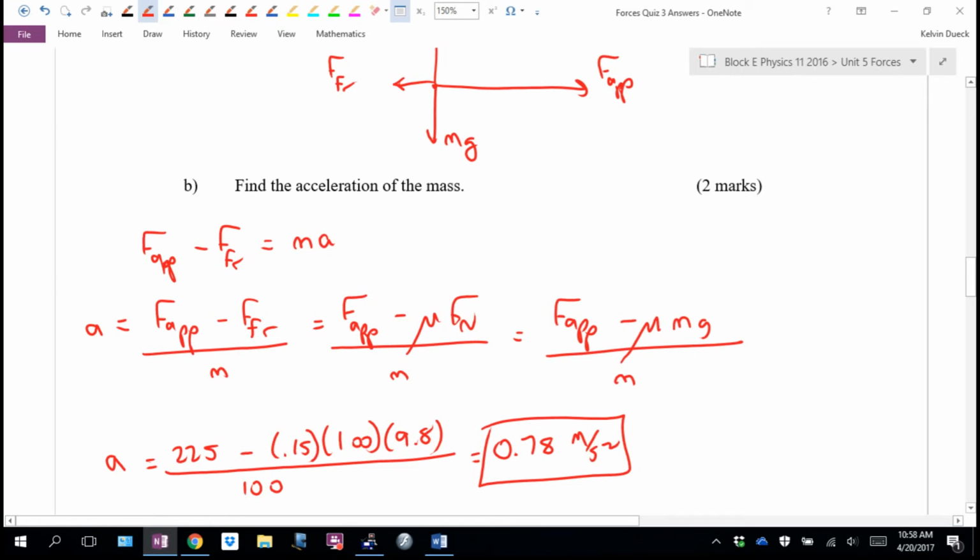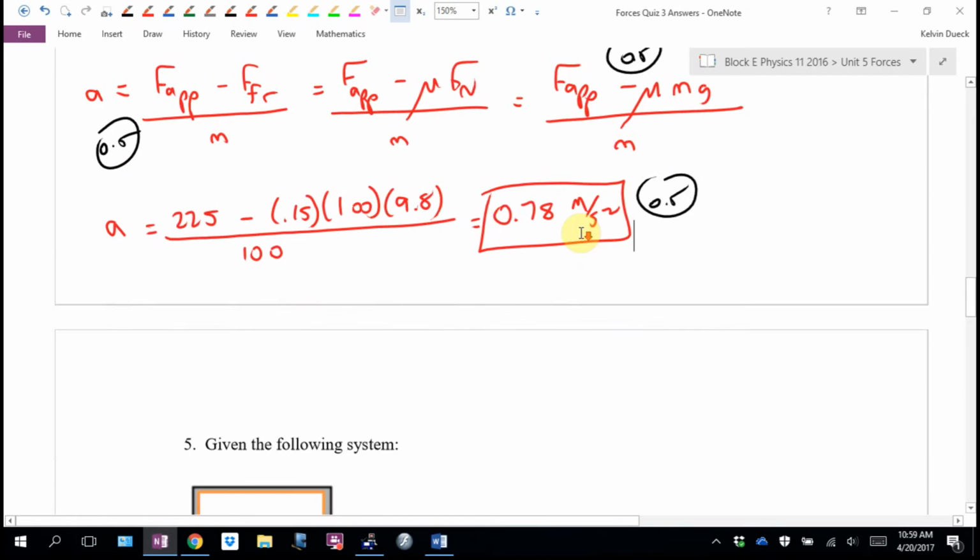If you got that right, 2 out of 2. Otherwise, I would probably give you half mark for that line, half mark for that line, half mark for that line, and a half mark for the answer. Something like that. Then I would turn the page.